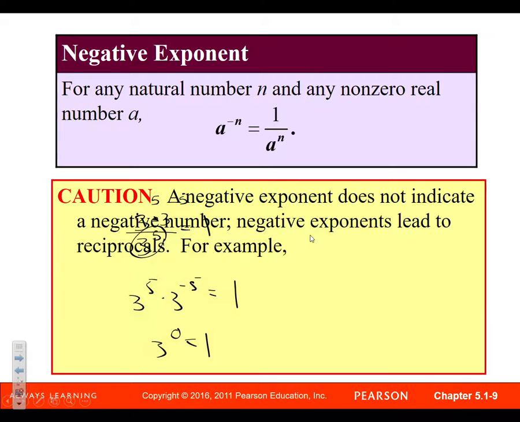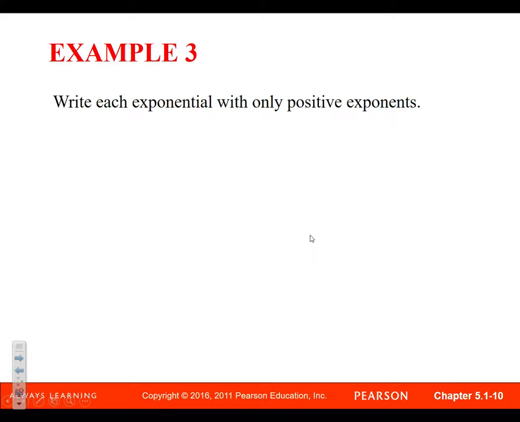Caution. How would you write this with all positives? 1 over 6 to the 5th. How about this? X is not equal to 0 is what it's saying. So we've got to keep that rule there, okay? So how would we write this with positive exponents? 1 over the quantity 2x to the 4th. So quantity, and we keep the rule there because we have to make sure that x is not 0.